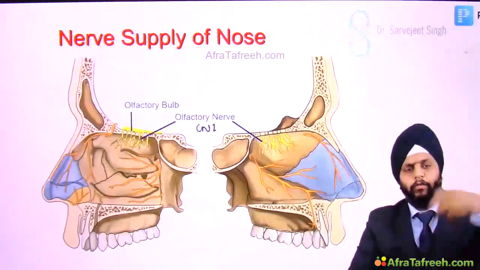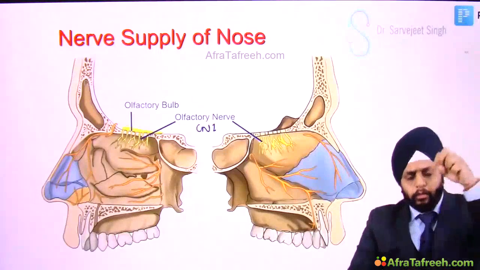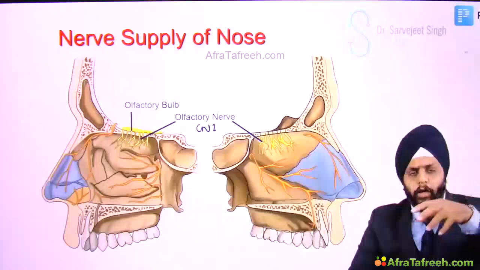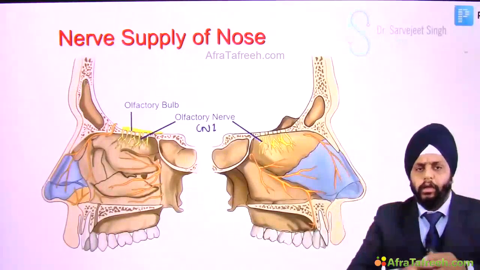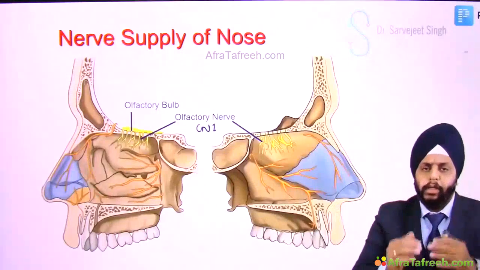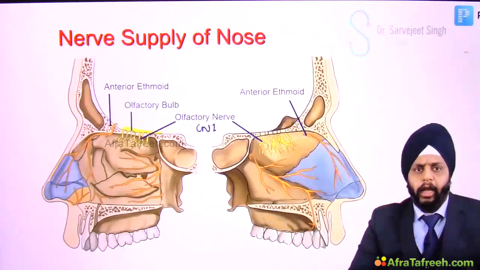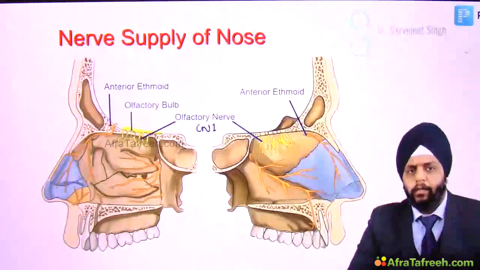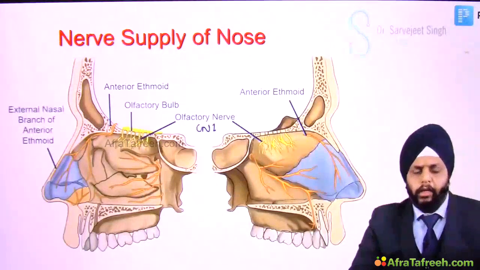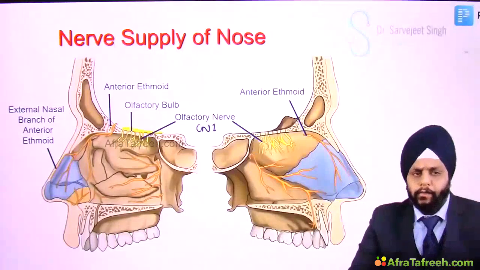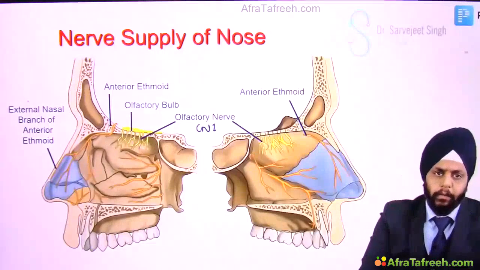So we know that the olfactory bulb lies above the cribriform plate, and through the cribriform plate, these small nerve fibers come and form an olfactory fossa, the organ of smell, in the upper 1/3 of the nasal cavity. Right? Okay, now other than that, we also have the anterior ethmoidal nerve. You can see this anterior ethmoid nerve also gives a small branch known as the external nasal branch of anterior ethmoid.